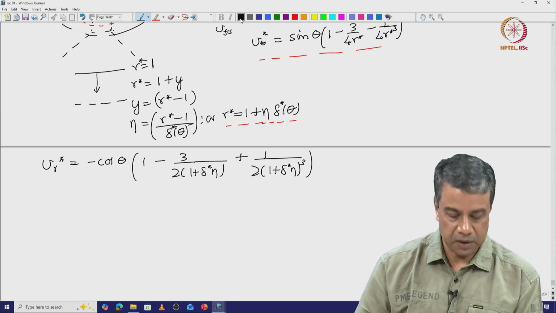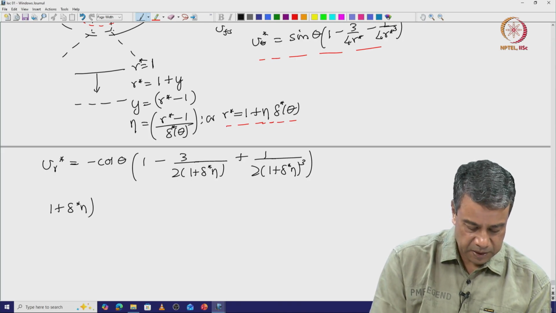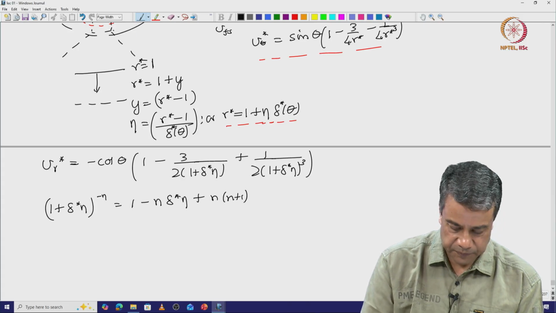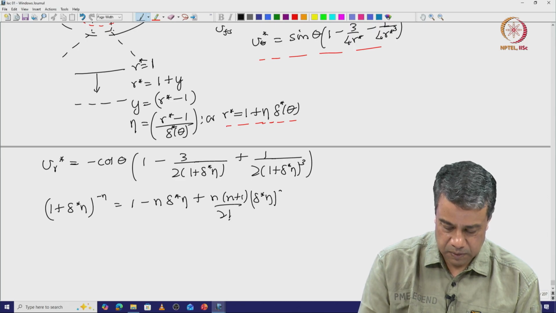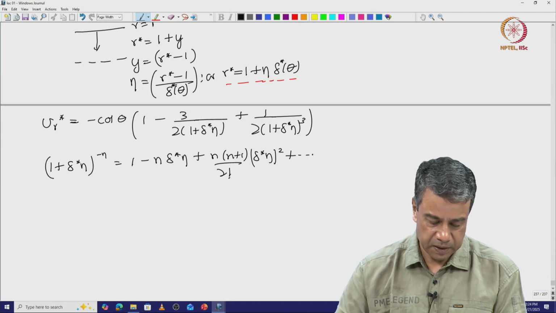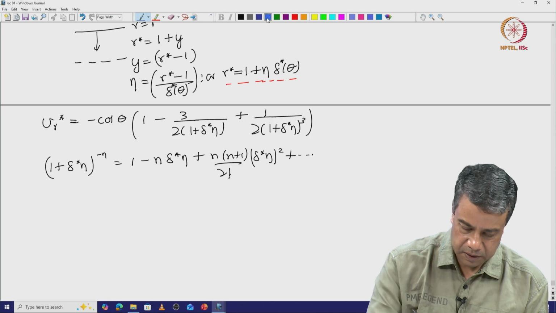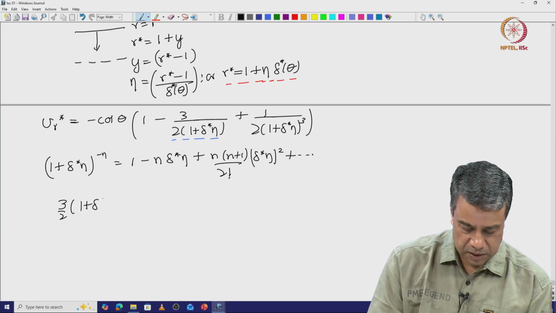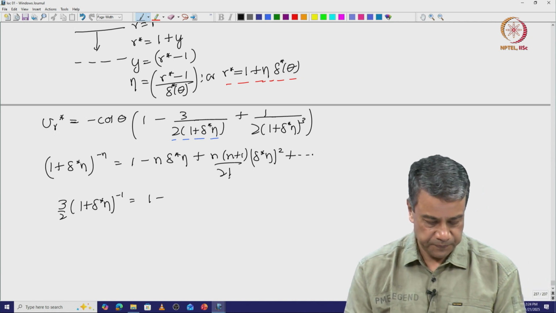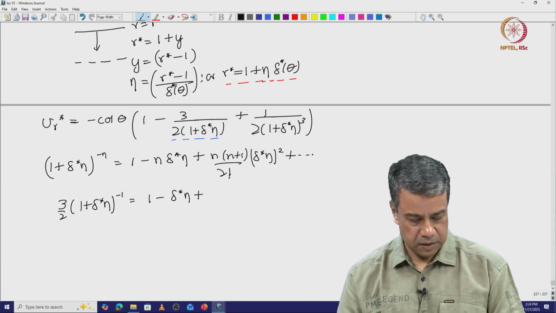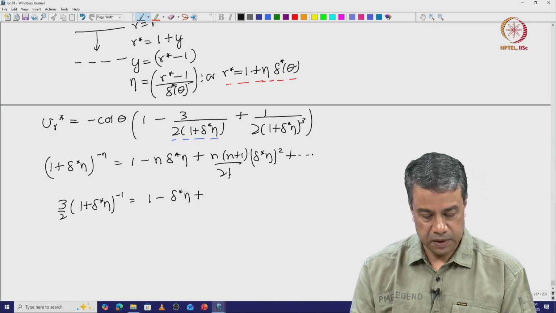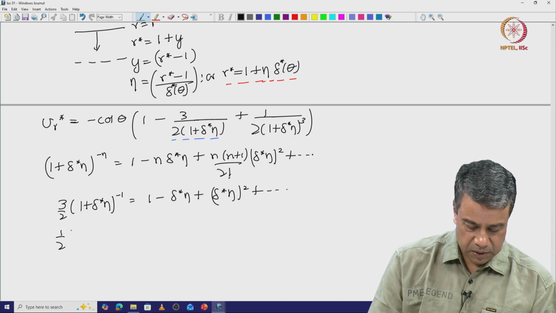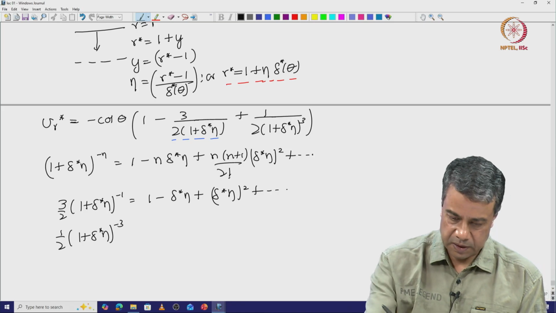We can simplify this by using a binomial expansion, that is 1 plus delta star eta power minus n is equal to 1 minus n delta star eta plus n into n plus 1 by 2 factorial delta star eta the whole square plus etc. Therefore, this term, 3 by 2 into 1 plus delta star eta power minus 1, is equal to 1 minus delta star eta plus n into n plus 1, so 2 divided by 2 factorial, delta star eta the whole square plus etc. Similarly, 1 by 2 into 1 plus delta star eta power minus 3, that is this term here.